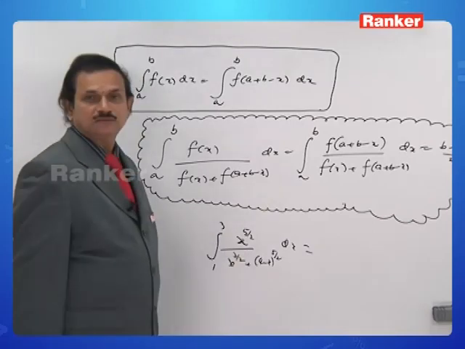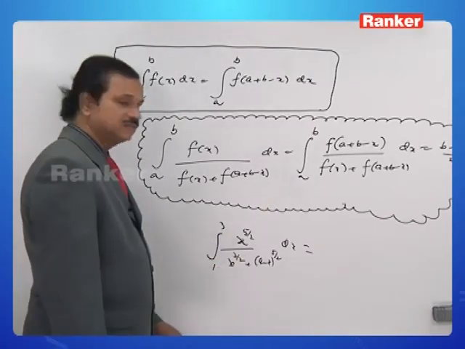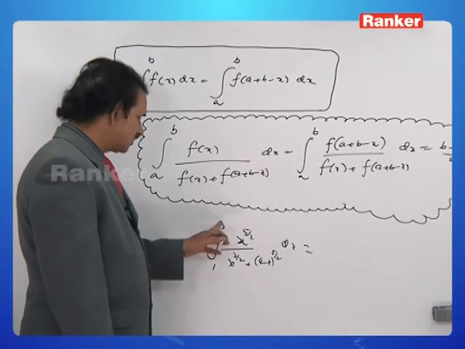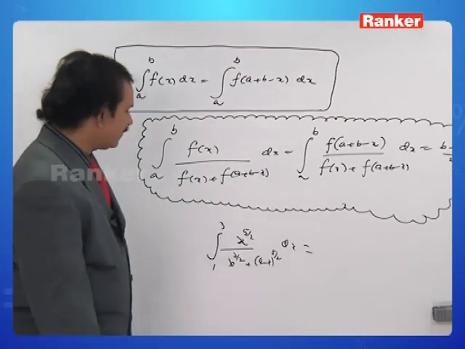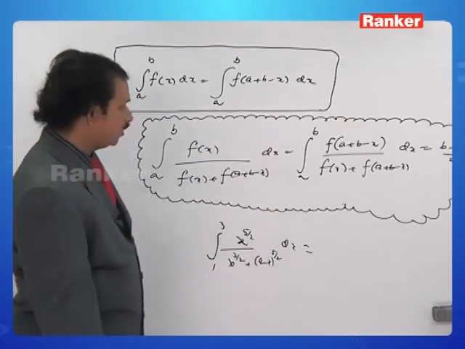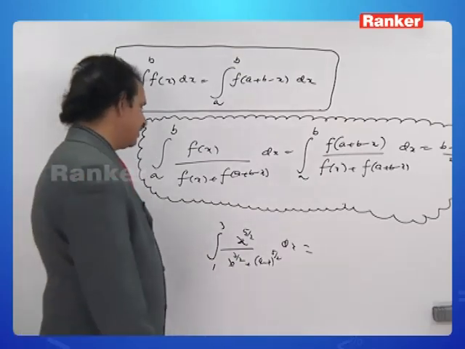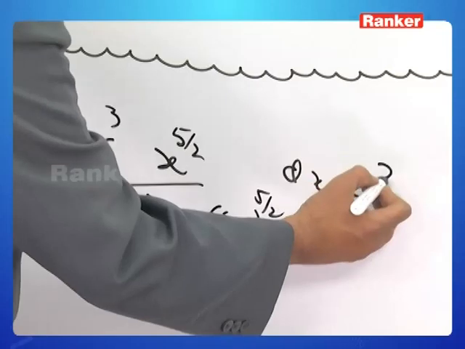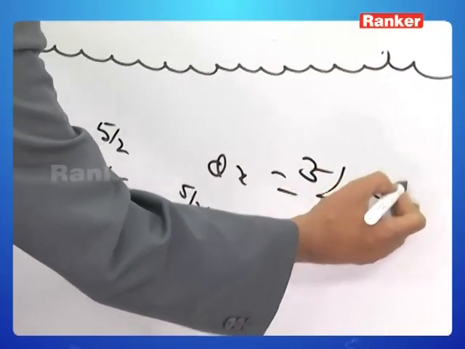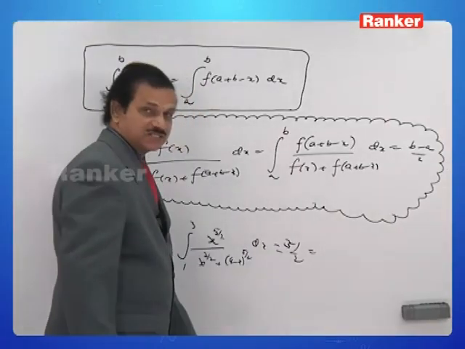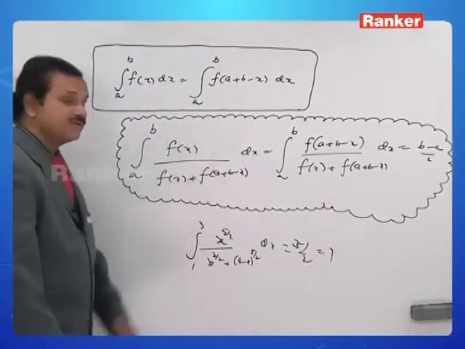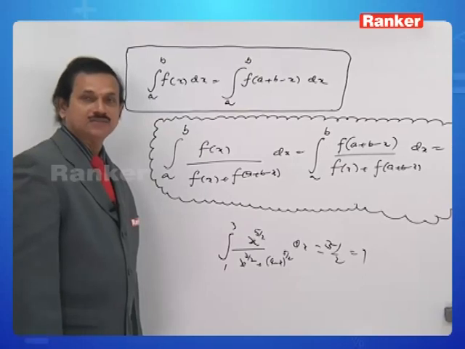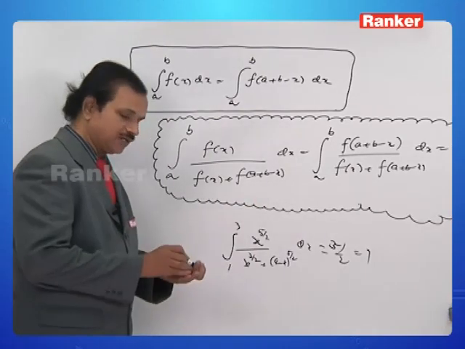This is f of x, and f of a plus b minus x is f of 1 plus 3 minus x. What is 1 plus 3? 4. So 4 minus x. What is the answer for that? (b minus a) by 2, that is (3 minus 1) by 2. The answer is 2 by 2, which is 1. We could have made use of this formula. Yes, such a beautiful formula it is.